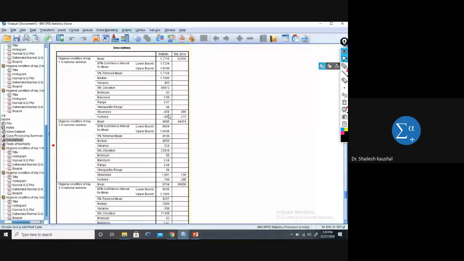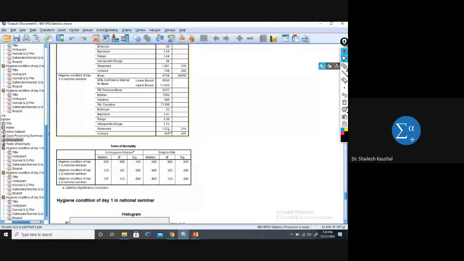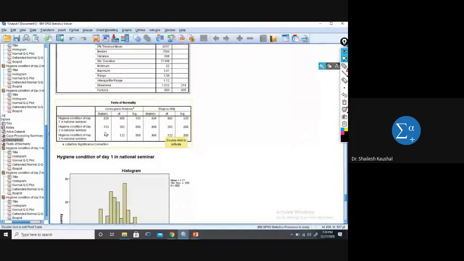Second, the graphical method. So in Day 1, the data is normally distributed. Day 2, skewness 1.081 and kurtosis value 0.748, so it is not normal. Day 3, 1.022, it is outside the range. Okay. And the third method is the test of normality.